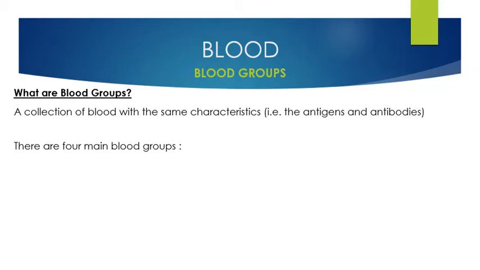Sometimes you may hear them being referred to as the ABO groups. So the first one is group A, the second one is group B, the third is group AB, and the fourth is group O.